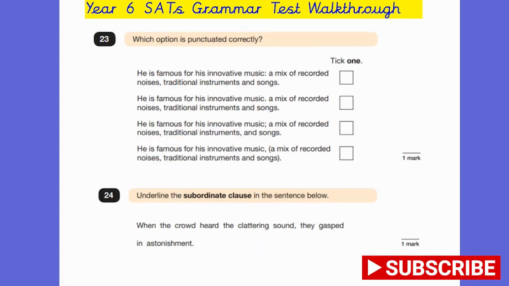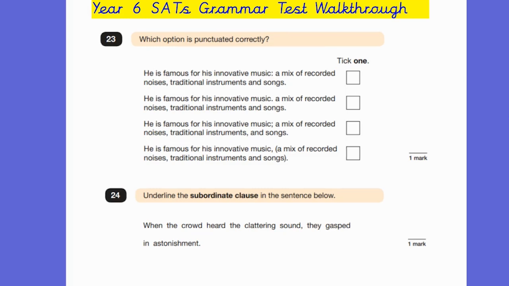Number 23, which option is punctuated correctly? Now there are a lot of questions like this on this paper, but again, all testing different punctuation marks. And this one is testing the use of a colon to list. So, he is famous for his innovative music, a mix of recorded noises, traditional instruments, and songs.